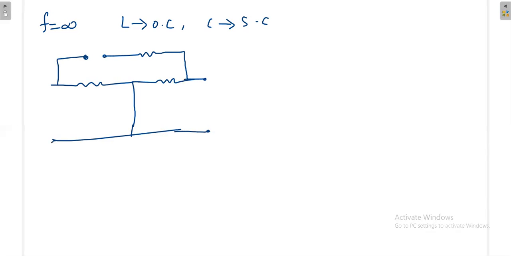Okay, this is input, this is output, this is R1, R2 and R3. Now what is VO, sir? V output with respect to V input? Is it Vi or 0 or Vi with some relation? Anybody?